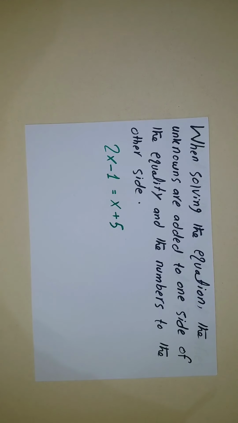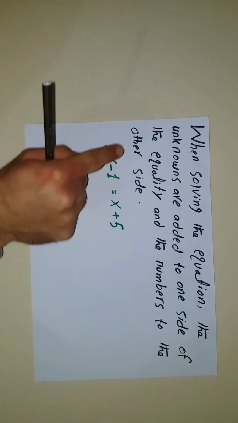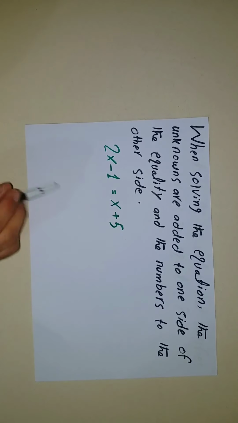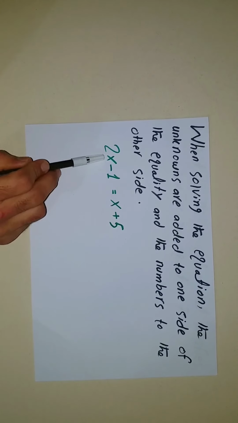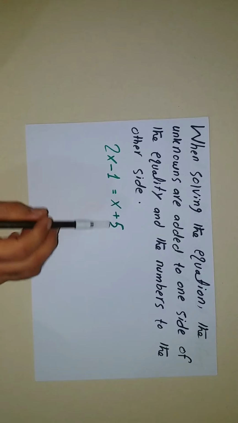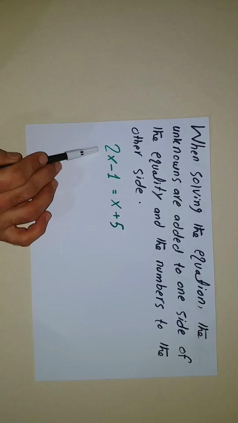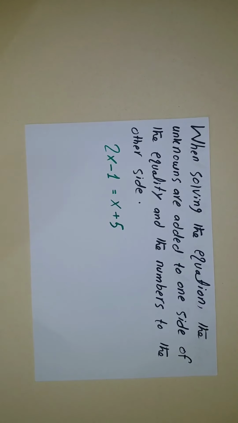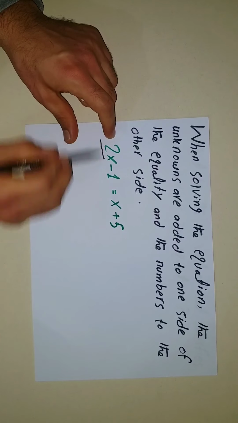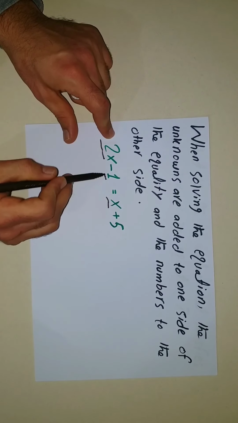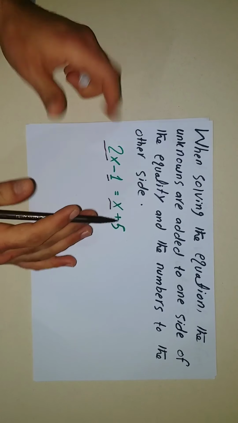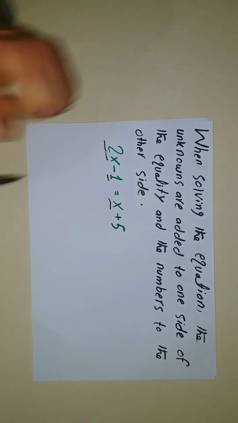When solving the equation, the unknowns are added to one side of the equality and the numbers to the other side. If there are x's on both sides of the equation, like 2x on this side and x on this side, first I will add the x's on one side and the numbers to the other side. Now there is a 2x and there is x, so I will transfer this x to this side and the number to the other side. I will add the x's on one side and the numbers to the other side.